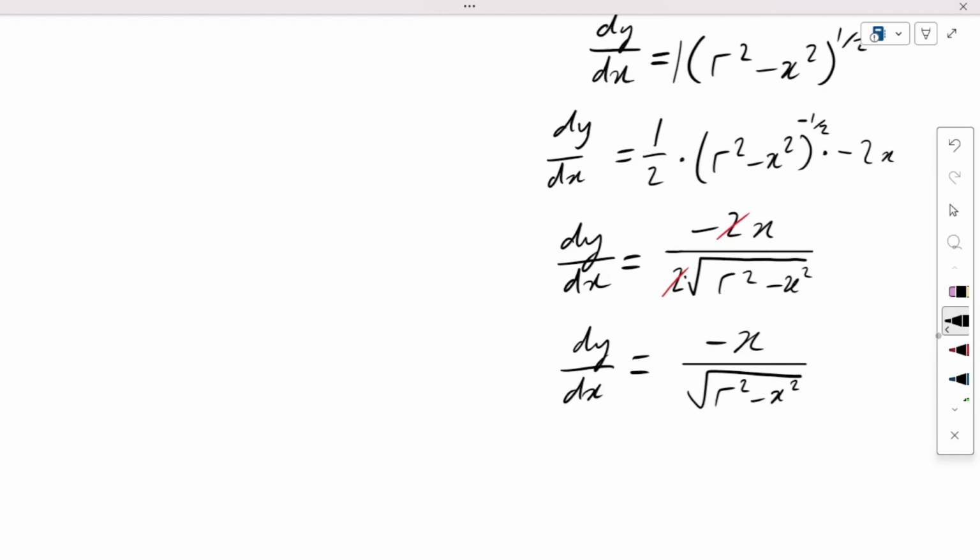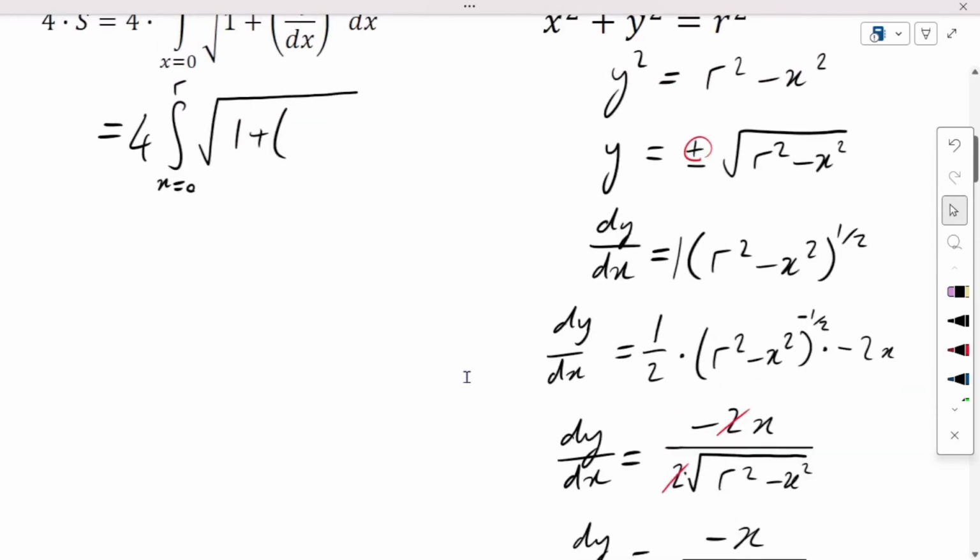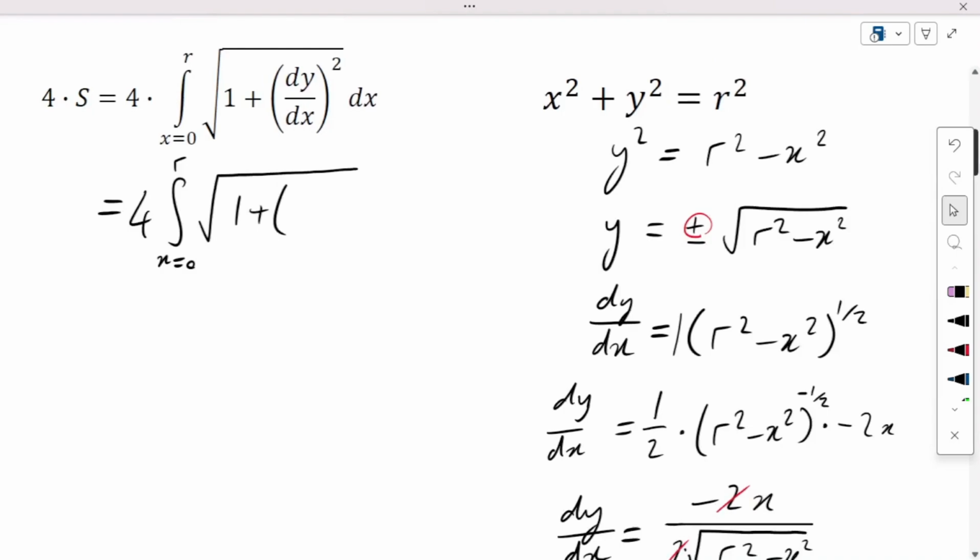And that is what we have now. dy/dx is equal to negative x over the square root of r squared minus x squared. Great stuff. So now from here, we just need to plug it in. Alright. So now you can see that I've plugged it in over here for dy/dx. Now from this point over here, we need to continue the integral.